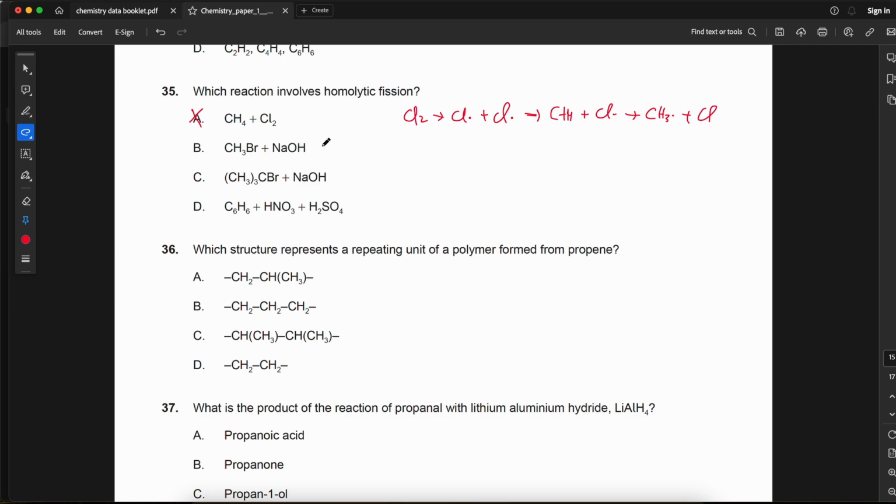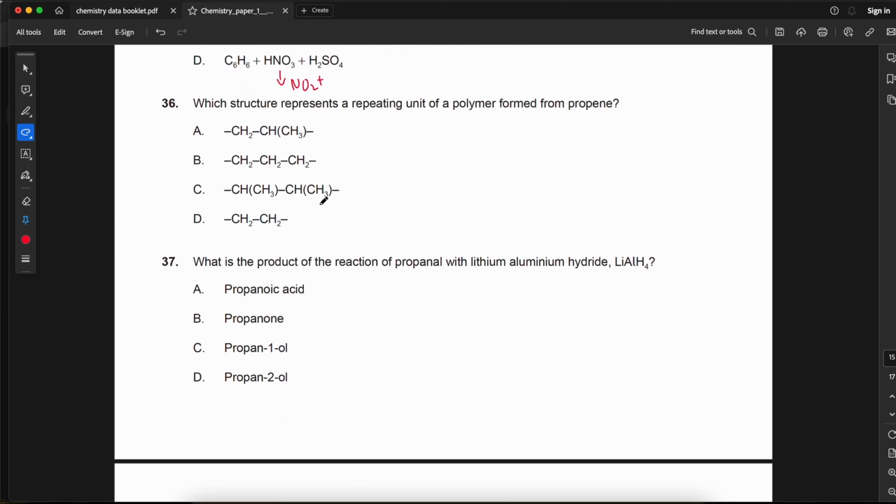So that would be CH3OH plus NaBr. And the third one is also a nucleophilic substitution. So that would be (CH3)3COH plus NaBr. And the last one is nitration, this will be NO2 plus, so it's a nitration of benzene.